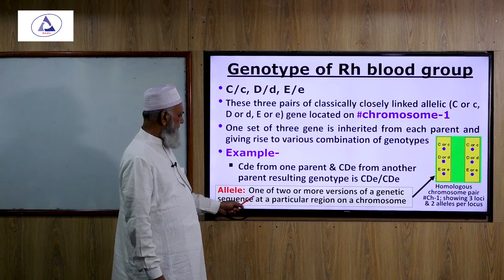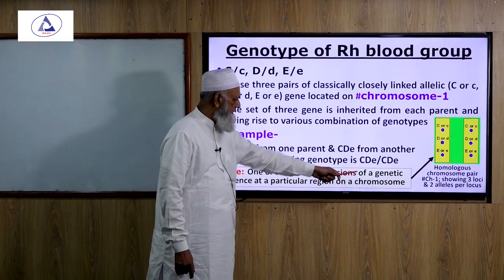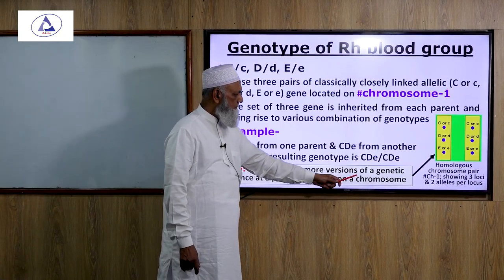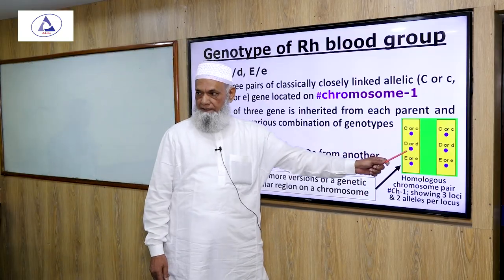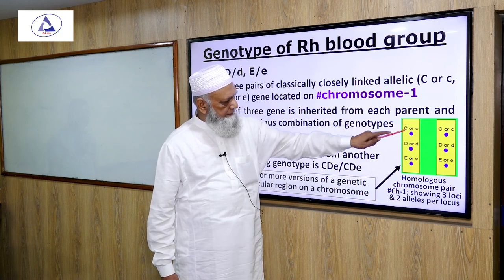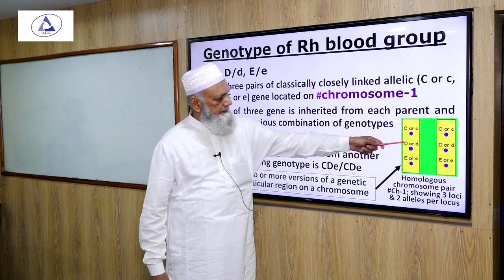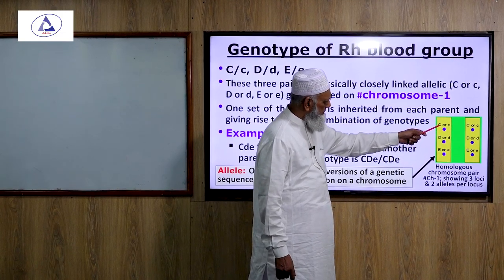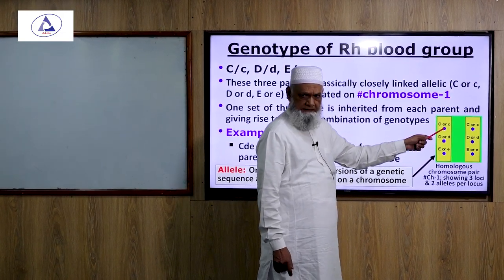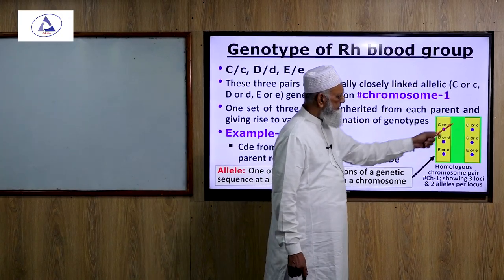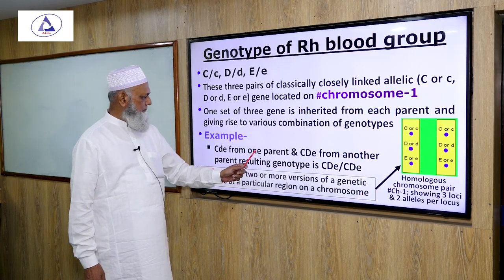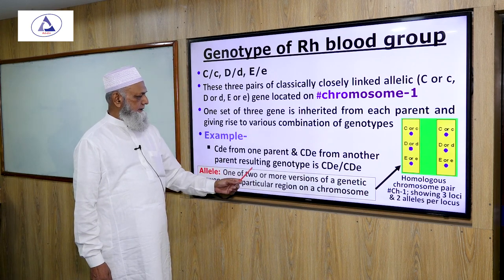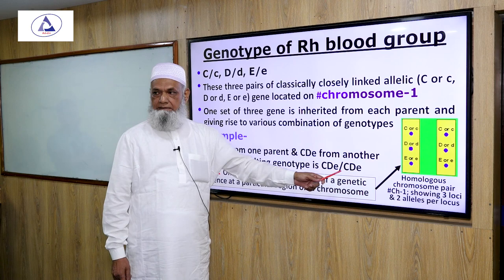What is an allele? One of two or more versions of a genetic sequence at a particular region on a chromosome, in this case chromosome 1. This is the allelic gene. This is one locus, this is another locus, this is another locus. This locus contains C or c. This is maternal, this is paternal. CDE from one parent and CDE from the other parent, resulting in genotype CDE and CDE.